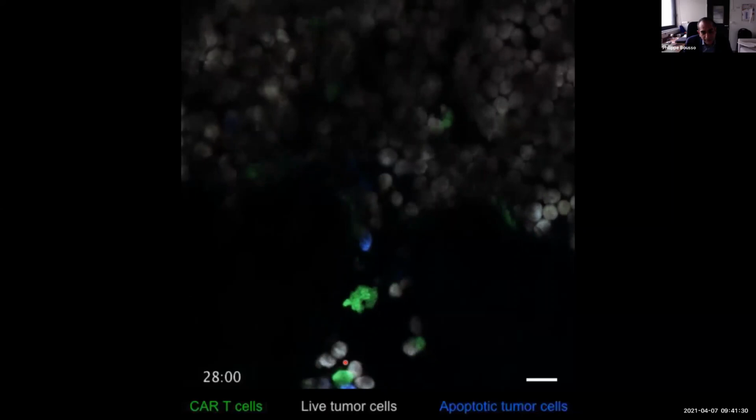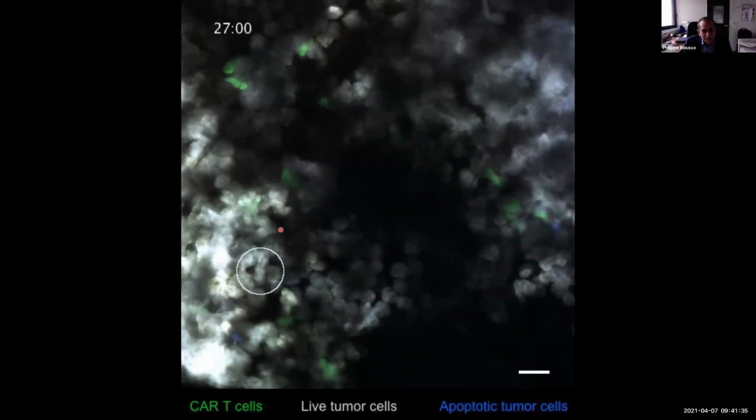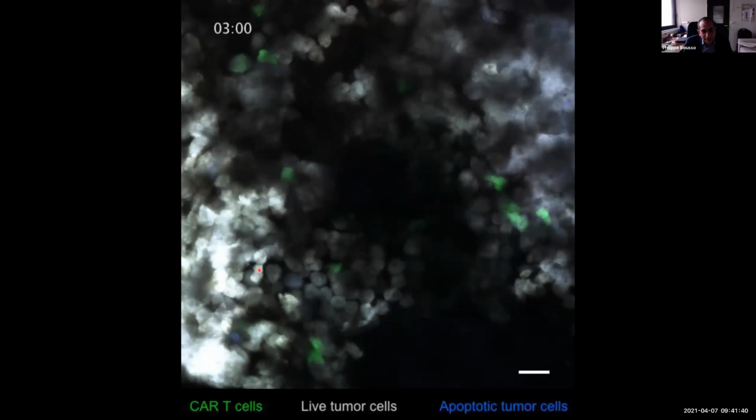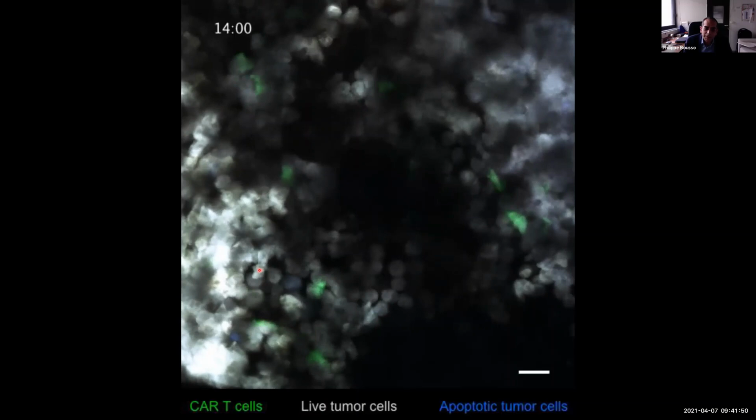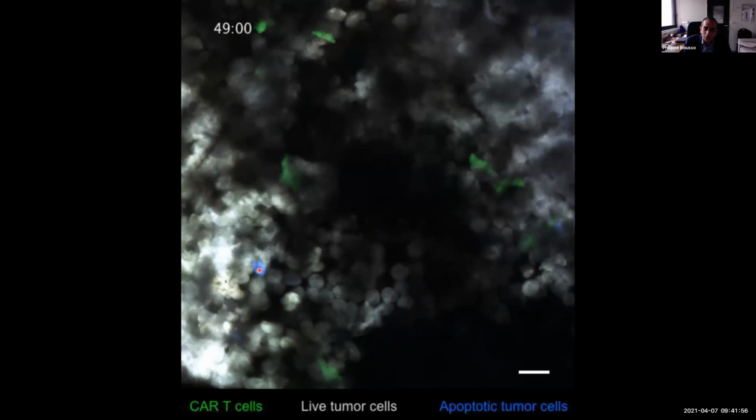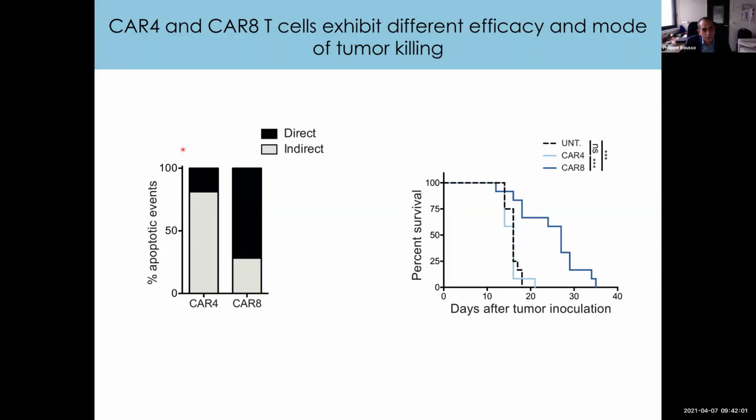But for the CAR4, we see much less killing events. We do see some apoptosis like this event occurring at distance from the CAR. And we see more apoptosis when we have CAR4 than when we don't have CAR4. So the CAR4 are doing something, but they are not, or most often not, interacting closely with the cells that will die. This is the overall quantification, reflecting the different mode of killing. And on top of that, the frequency of killing is much higher for CAR8.